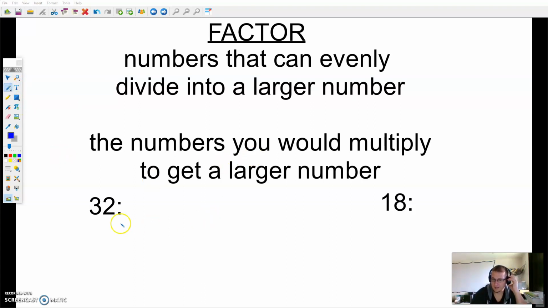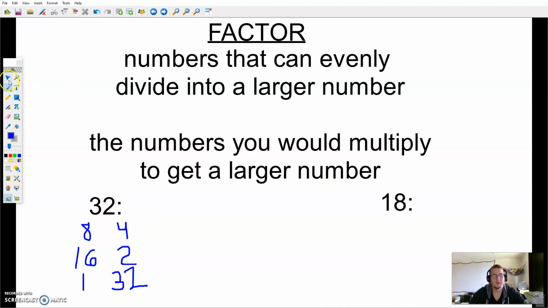So if we think about that, let's just look at the 32 first. What numbers can evenly divide into 32? Well, let's see. I know that 8 does. And I know that 4 does. Okay, let's see, 16 and 2, and always 1 goes into a number, and 32. So 32 divided by 32 would get you that 1. I don't think there's any others. So those would be our factors of 32.